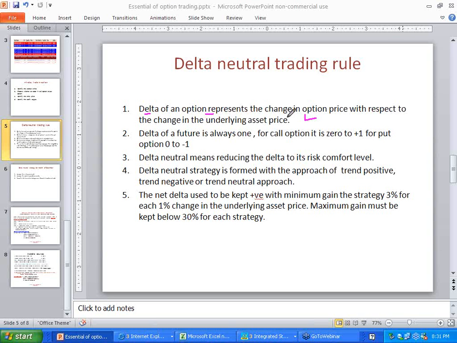Delta of an option represents the change in the option price with respect to the change in the underlying asset price. That is what delta says. If I say the 5,900 call option of Nifty has a delta of 0.25, and currently Nifty is at 5,916.